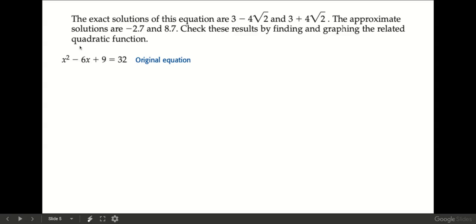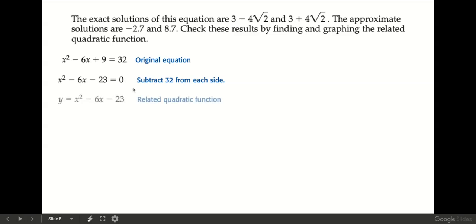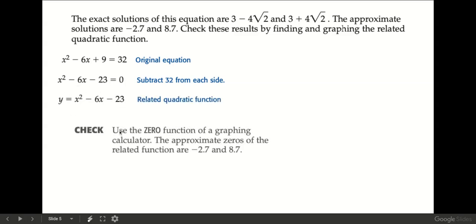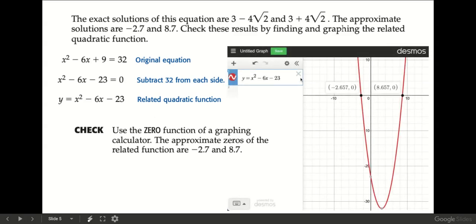So let's go ahead and check these results by graphing. If I took this original equation and subtracted 32 from each side, I get x squared minus 6x minus 23. I can take this equation and put it into a program like Desmos, right? So I put that equation in, and I can see that it makes my parabola. And remember that these solutions occur at the zeros or roots, so these x-intercepts represent those solutions.